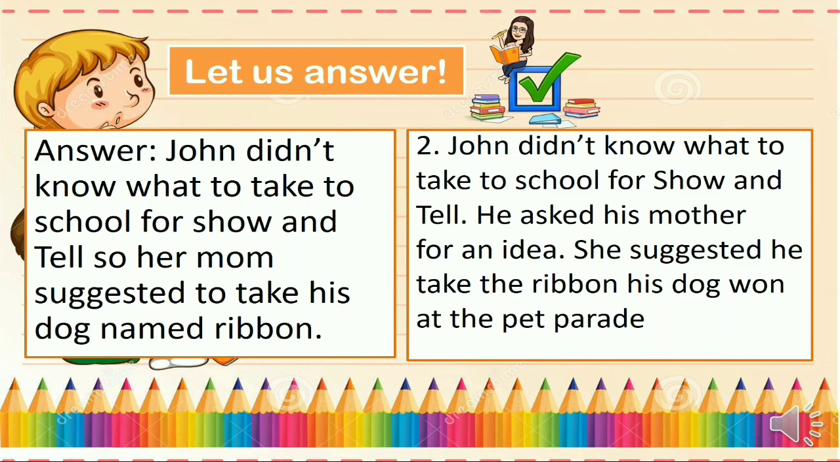Now this is my answer. John didn't know what to take to school for show and tell, so her mom suggested to take his dog named Ribbon. The problem in this sentence is John didn't know what to take to school for show and tell. The solution is her mom suggested to take his dog named Ribbon.